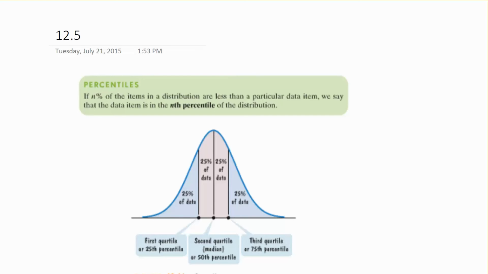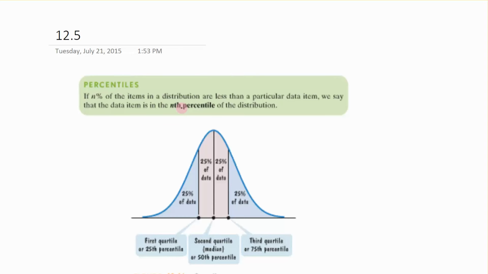All right, percentiles. If n% of the items in the distribution are less than a particular data item, we say the data item is in the nth percentile of the distribution. Okay, so that means if 25% of the items are less than your score, that means that you would be in the 25th percentile. If 98% of the data items are less than yours, then you're in the 98th percentile.